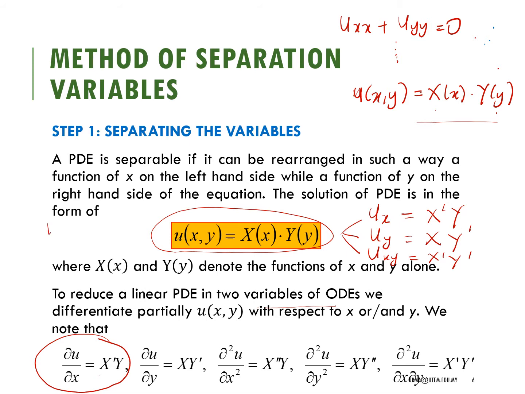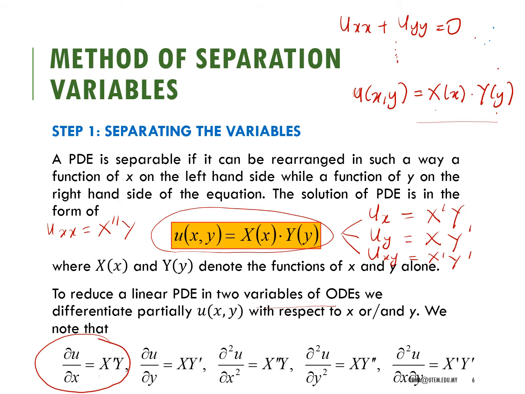What if you have u_xx? If you have u_xx, it means we have the double, or second derivative, of x. So X double prime, and Y you just put as a constant. So this is the representation that you can have from the question.